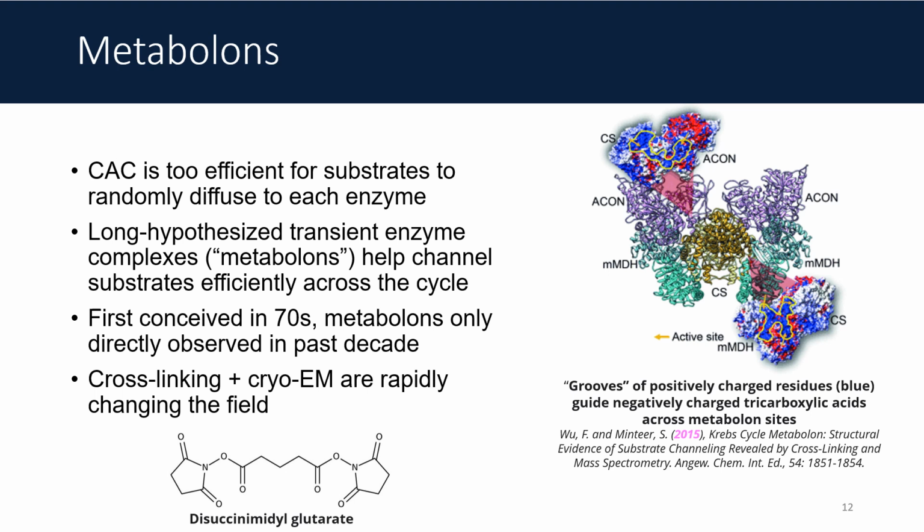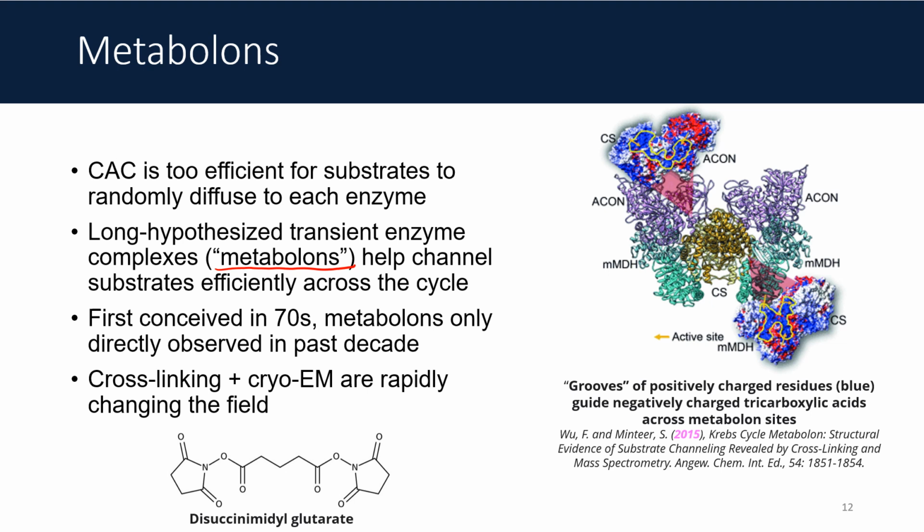So for decades, scientists hypothesized that the citric acid cycle enzymes actually need to work together, kind of like the pyruvate dehydrogenase complex. Scientists proposed that these citric acid cycle components would form transient, complex quaternary structures in times of high demand, so it would help channel the citric acid cycle intermediates from one reaction to the next, to the next, to the next. And the word for these temporary constructs is metabolons.